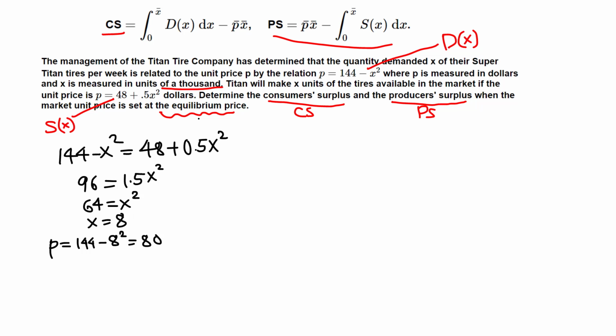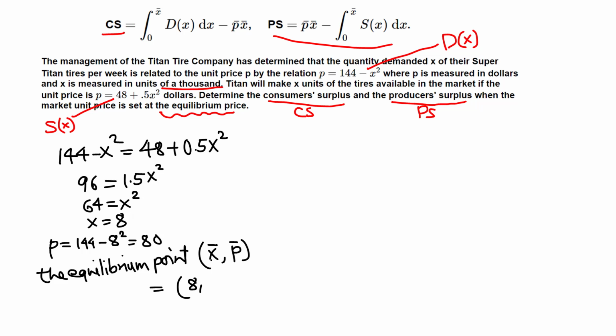So the equilibrium point means we found both quantity and price. That is, x is 8, in fact that's x bar, just for the notation, and p bar, the equilibrium price, is 80. So 8 and 80. Now let's use the given formulas to determine the consumer surplus and producer surplus.